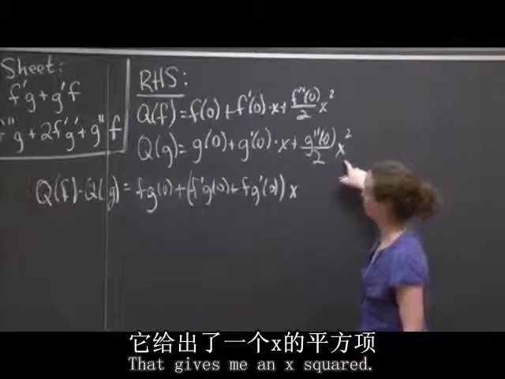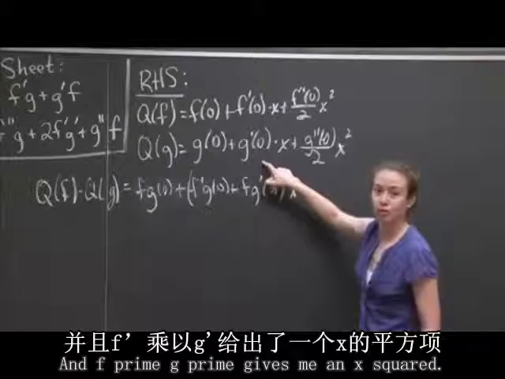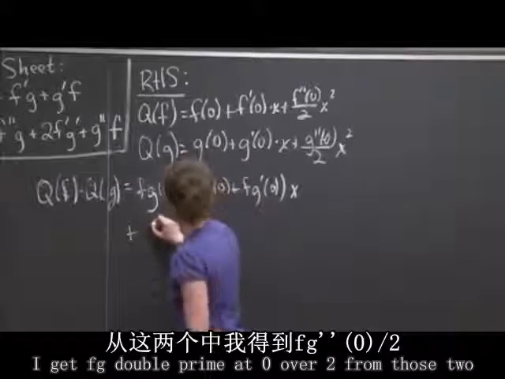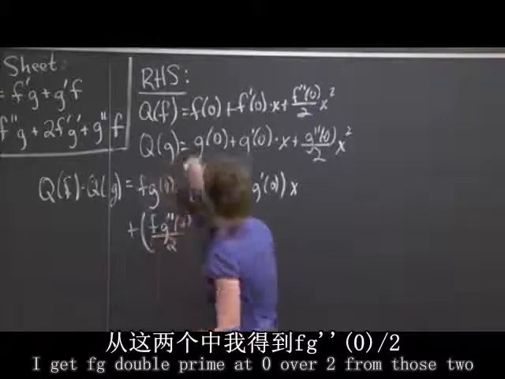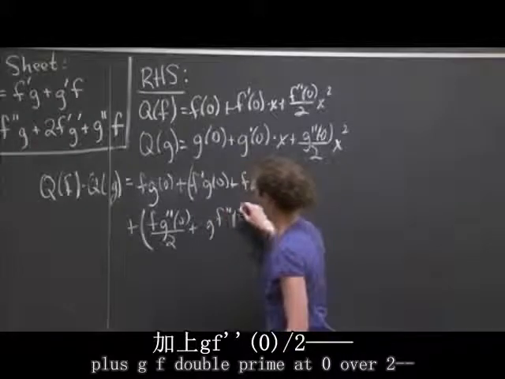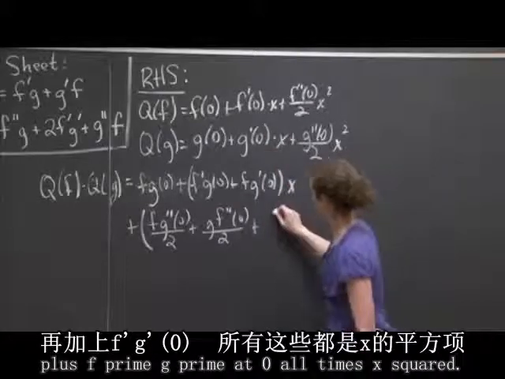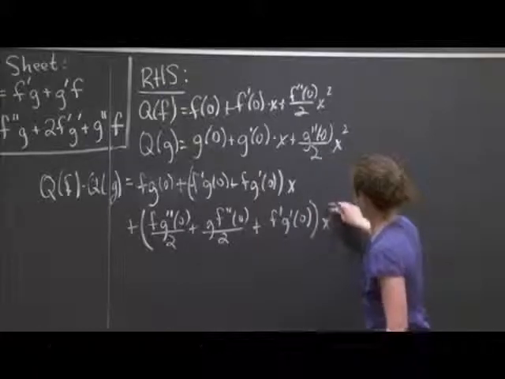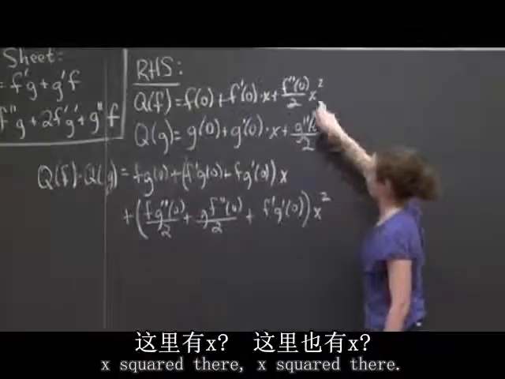That gives me an x squared. F double prime times g gives me an x squared. And f prime g prime gives me an x squared. So let's write out those terms. I get f g double prime at 0 over 2 from those two, plus g f double prime at 0 over 2 from those two, plus f prime g prime at 0 all times x squared. So there's an x times an x there, gives you an x squared there, x squared there.